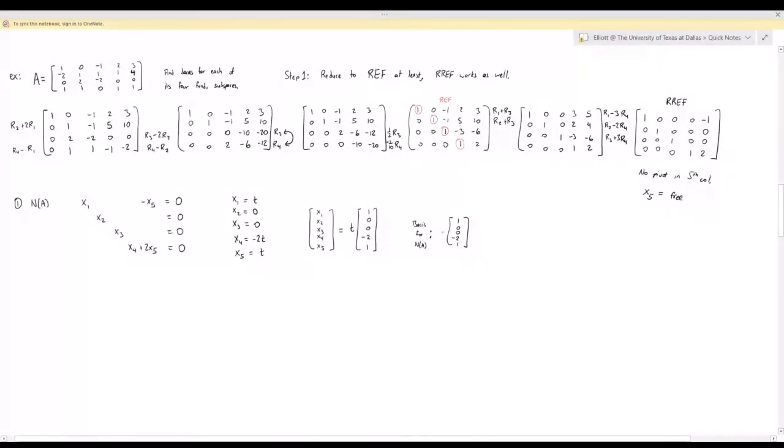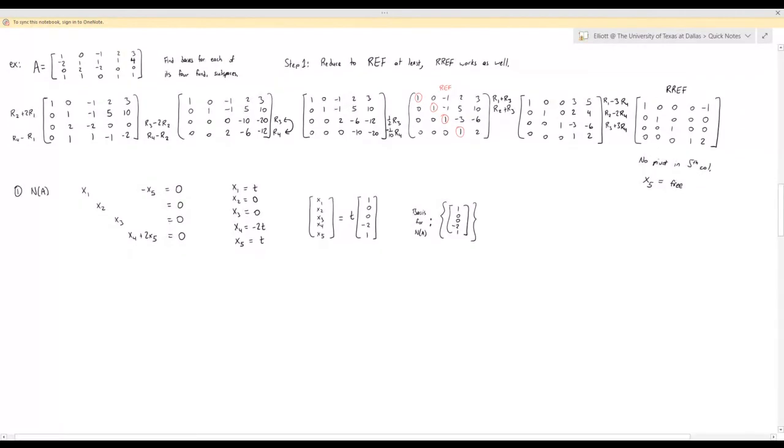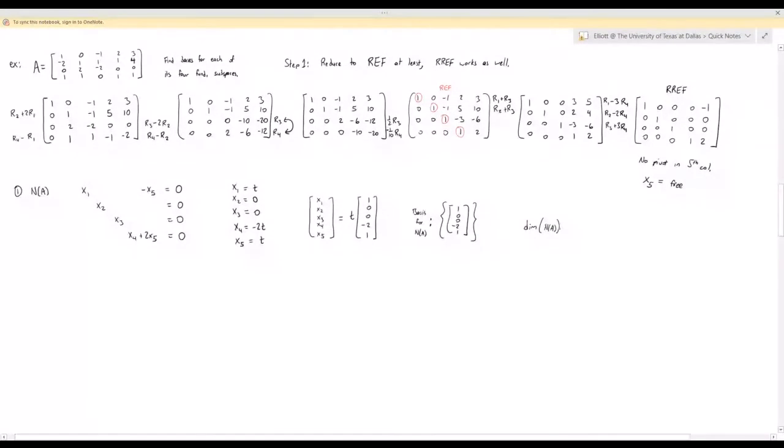Some people will write it in a set, so they put braces around it. I don't think it's too important whether you do that or not. Okay. So here we have one vector in the basis for the null space for this matrix. So kind of as a small side note, you can say the dimension of the null space of A in this example would be equal to 1, okay, since there is one vector in the basis.